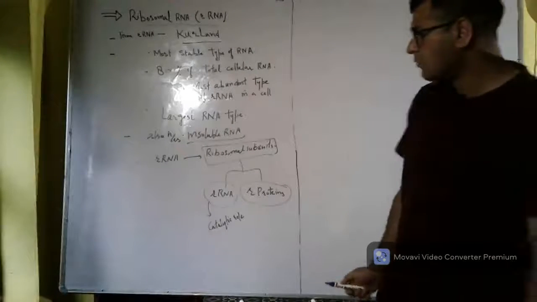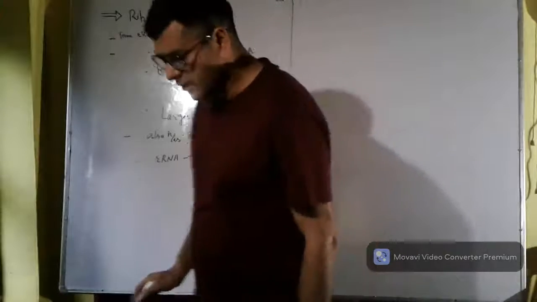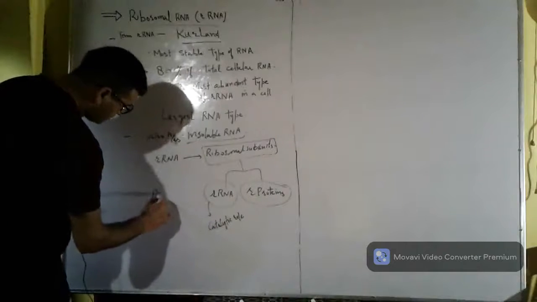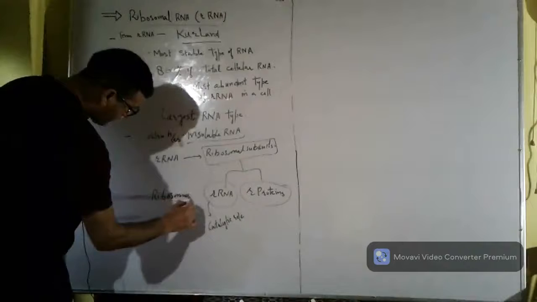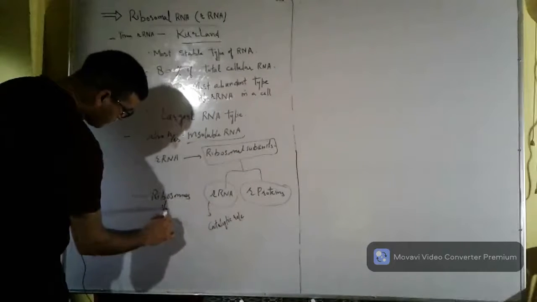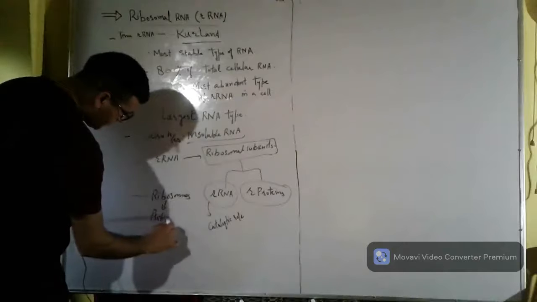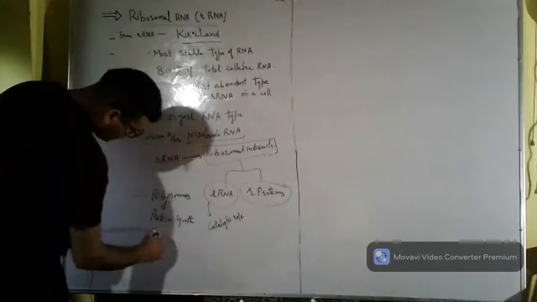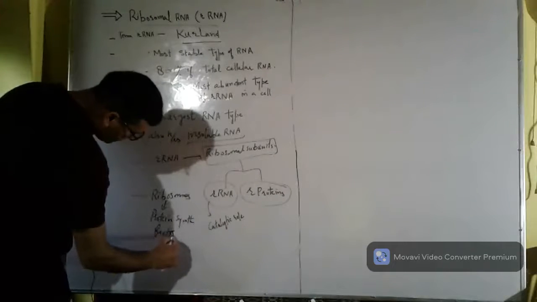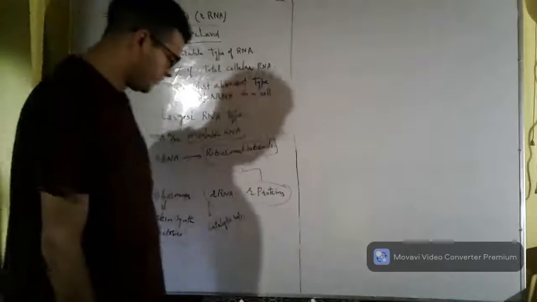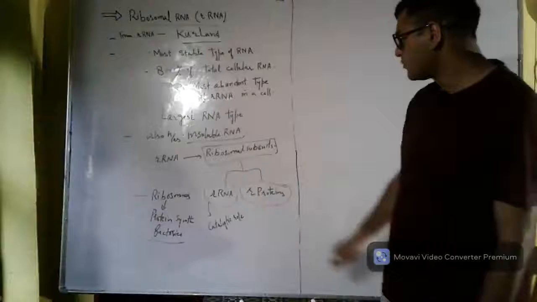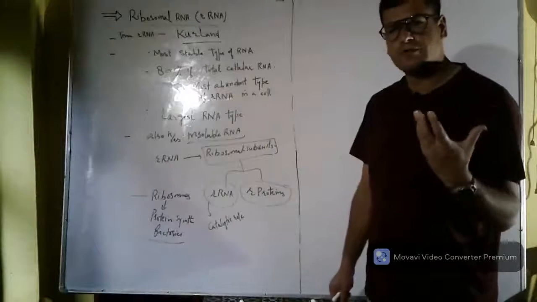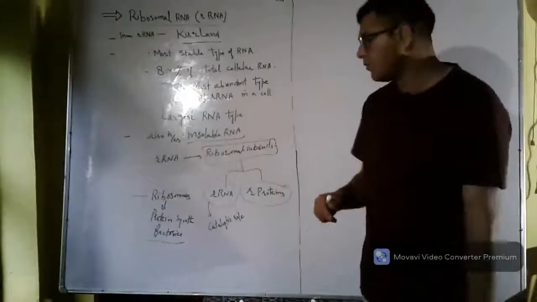These ribosomes are protein synthesizing machines, protein synthesizing factories. The ribosomal subunits are composed of two components, ribosomal RNA and ribosomal proteins, and these two together constitute the ribosomes.